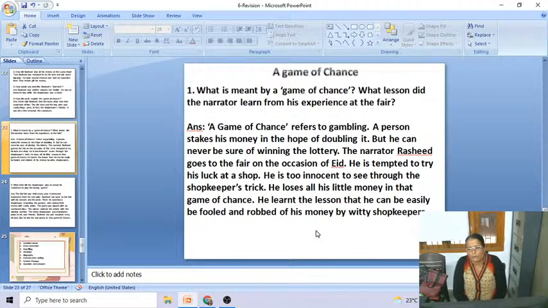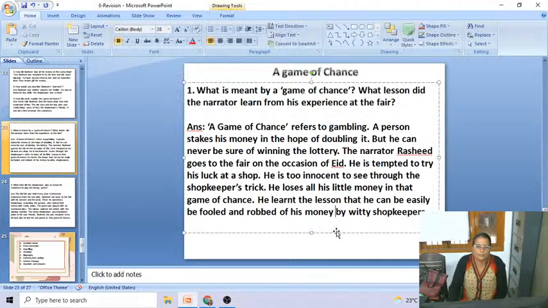You know, crores and crores of rupees are wasted, and crores of money are used by the people in gambling. It is an illegal activity. Okay, so now you see, a person stakes his money in the hope of doubling it.